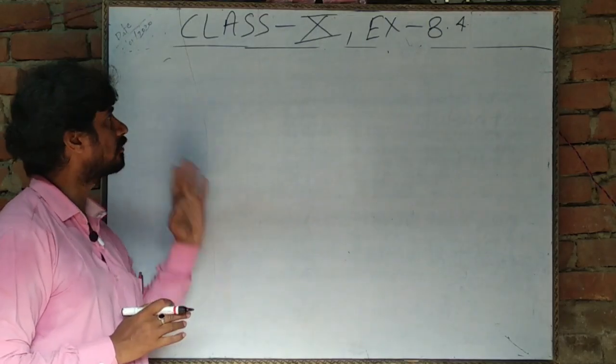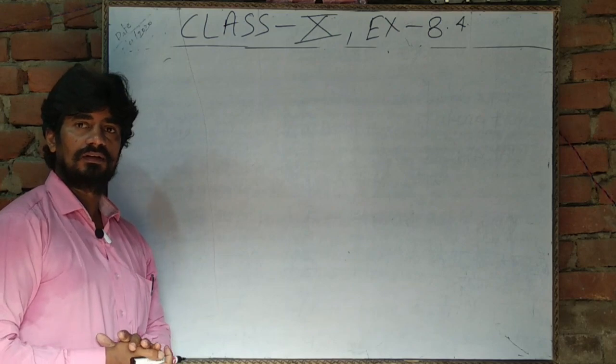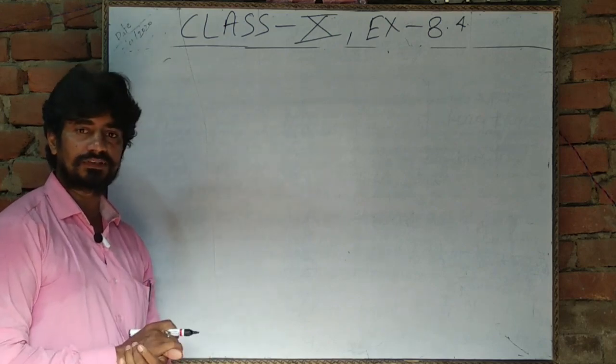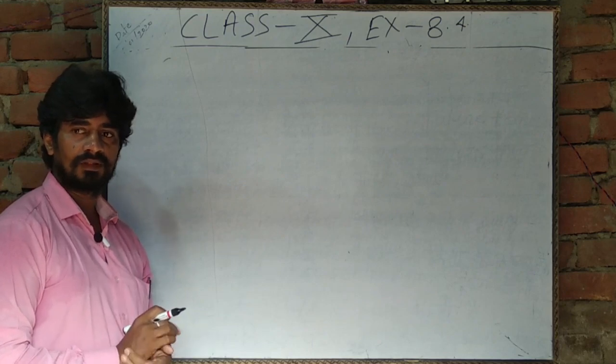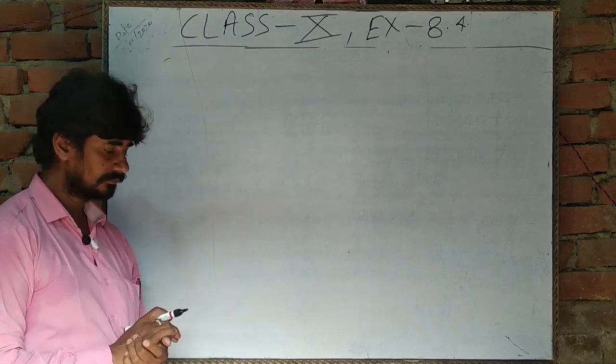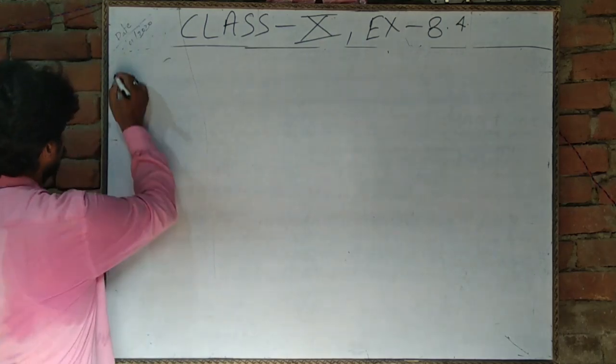We will discuss exercise 8.4. When I took the first class of trigonometry, I solved the trigonometric identities. So I am going to solve question number one.